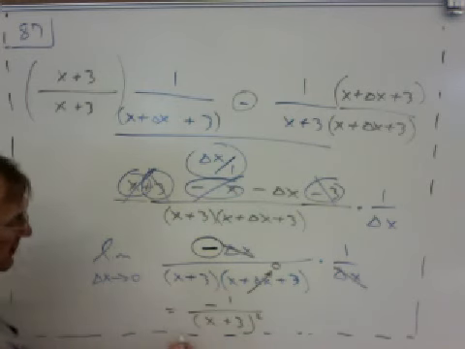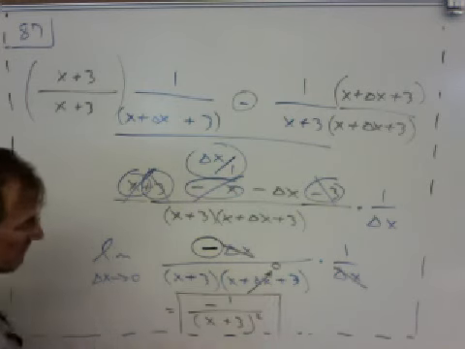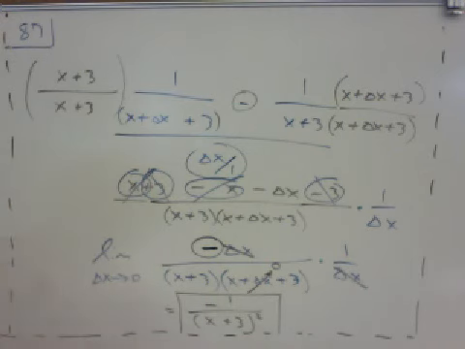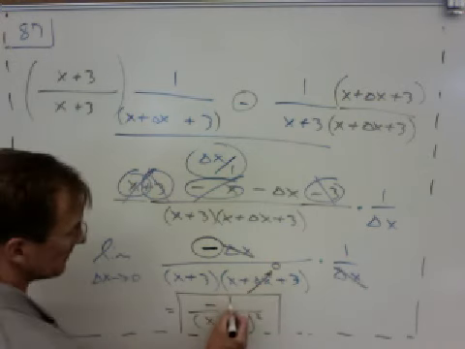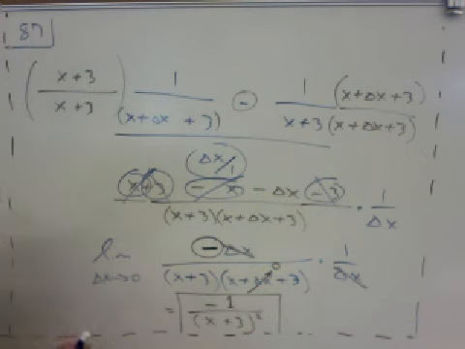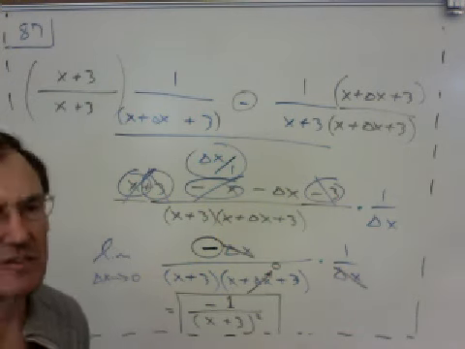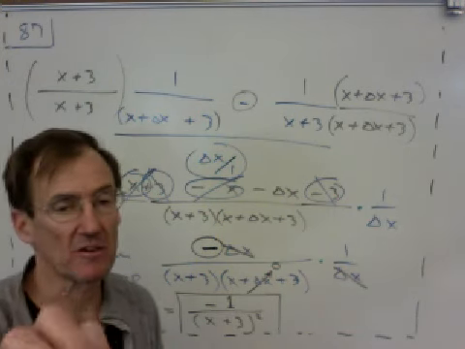So that limit turns out to be negative 1, and that negative 1 is critical. You've got to have the negative there, over parentheses x plus 3 squared. Very hard problem, very important problem. You'll definitely see that on this test or the next test. I'm not sure which, but it's a test question.